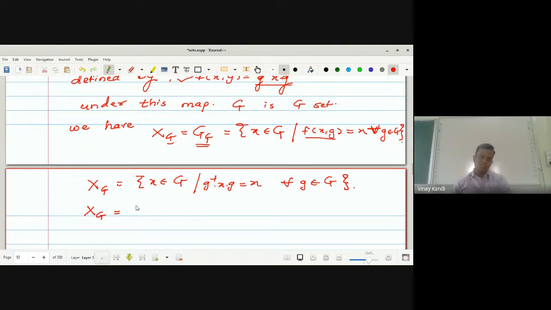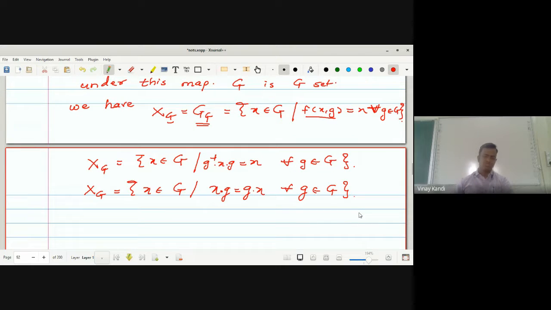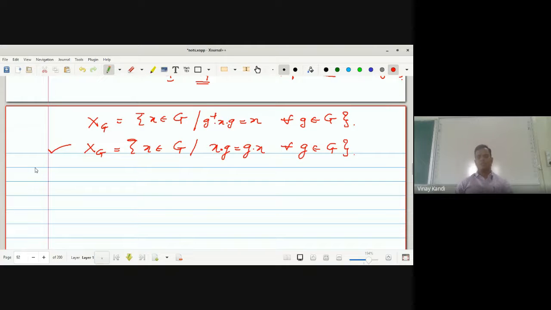Capital X_G is equal to the collection of those elements belonging to G such that x into g is equal to g into x, by pre-multiplying g to both sides, for all g belongs to capital G. What is this set? कोणाची definition आहे, कसा दिसतो हा set? Collection of those elements belonging to that group such that x into g is equal to g into x. म्हणजे असे एलिमेंट मी कलेक्ट केलेत ह्या G मधून जे बाकीच्या एलिमेंटला कमिट होत आहेत, याचा अर्थ हा काय येईल? X_G is equal to center of G. Is it correct?